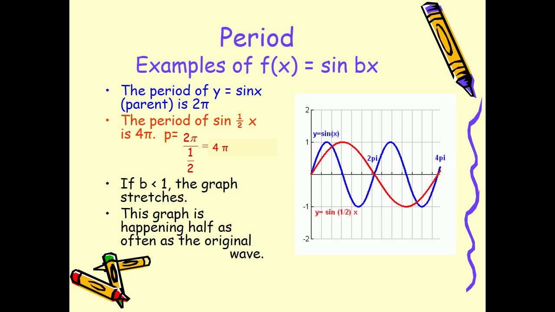This is another example of the period changing the parent graph. In blue, the parent function is graphed. In red, B was changed to 1/2. Because of this, when you solve for the period using B, the period is 4 pi. This shows if B is between 0 and 1, the graph stretches. This graph is happening half as often as the original wave.